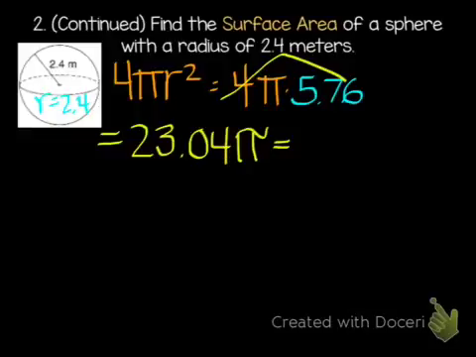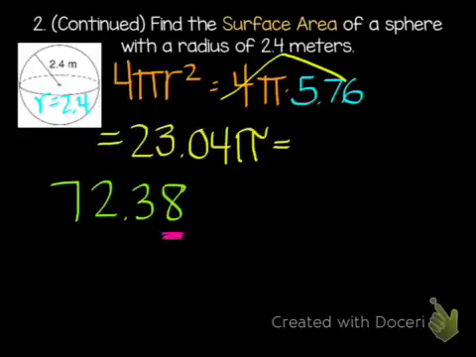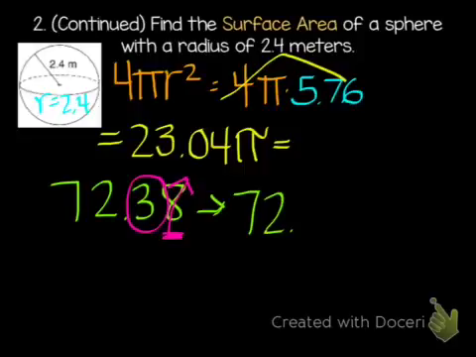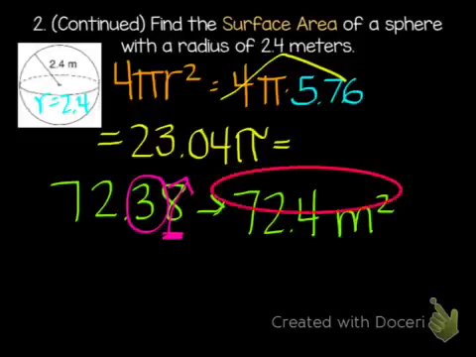So in my calculator I can do 23.04 times my pi button, which gives me 72.38. Here's a good rounding one because 8 is bigger, so we're going to round 3 up to 4. So this becomes 72.4 meters, and we're doing surface area, so it's to the second power.